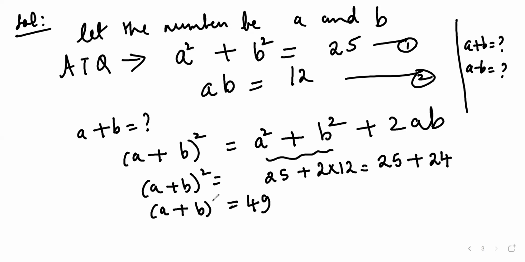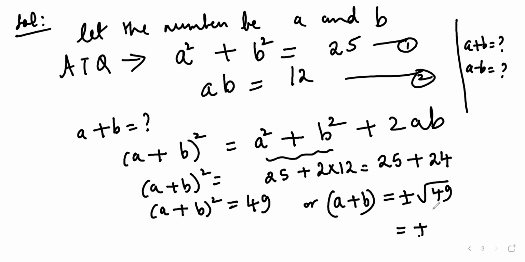A plus b the whole square is 49. So what is a plus b? p square is q, so p is plus or minus root q, isn't it? So a plus b is plus or minus root 49, which is plus or minus 7. So we got the sum of the two numbers.